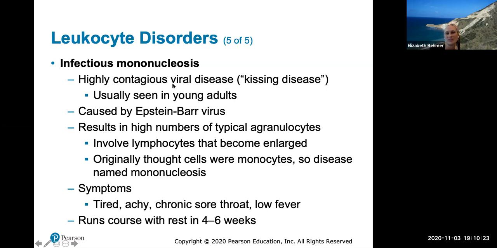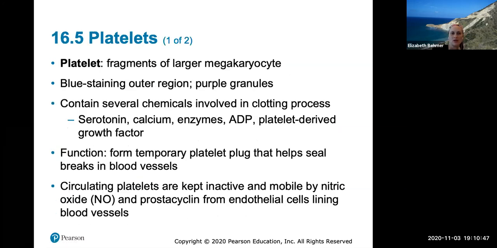Infectious mononucleosis, so this is the kissing disease usually seen in young adults, not necessarily because they're kissing, but it spreads more quickly among adults. It's caused by the Epstein-Barr virus. Symptoms of it are tiredness, achiness, and a chronic sore throat, and it usually runs its course with rest after 4 to 6 weeks. So it's incredibly contagious though. And then I think we'll stop there with platelets.